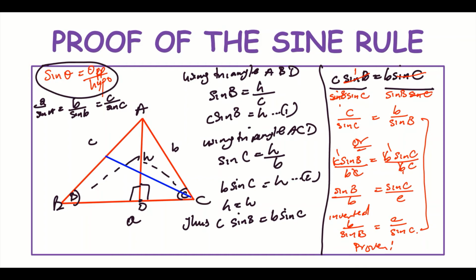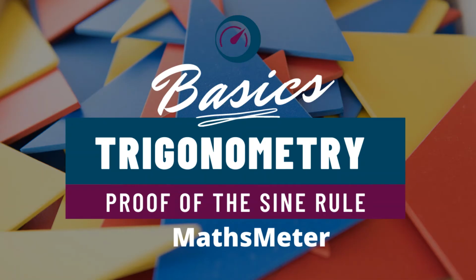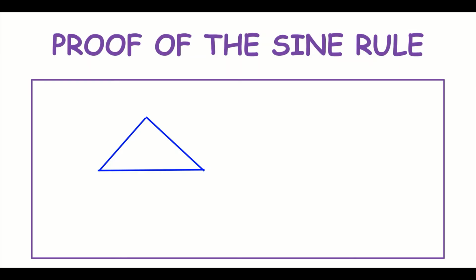There is another way that we could have worked this. Can you guess that other way? Write it in the comment section. Alright, one other way that we could use and prove the sine rule is to use the formula for the area of a non-right angle triangle. That formula would be area is equal to half AB sine C. And we know that these are the sides surrounding the angle C.